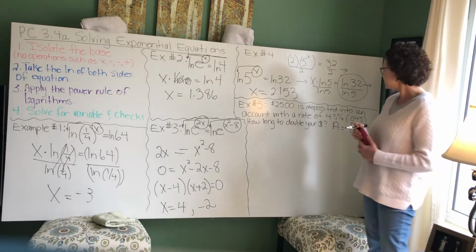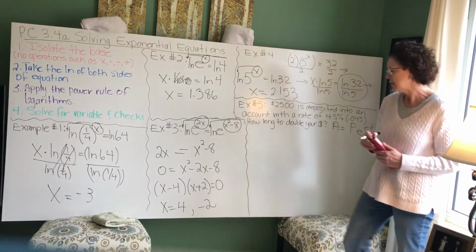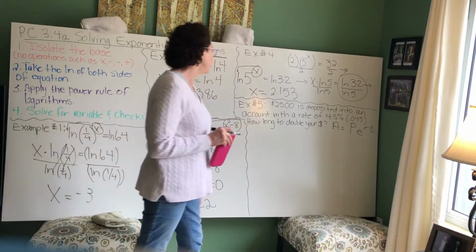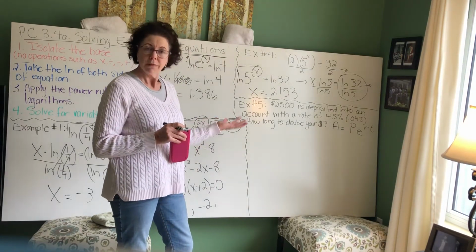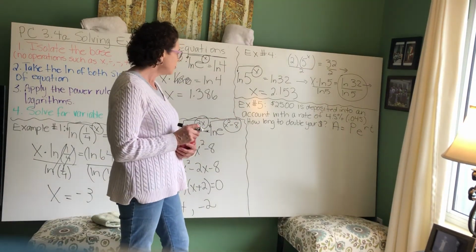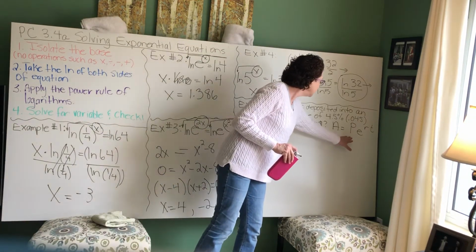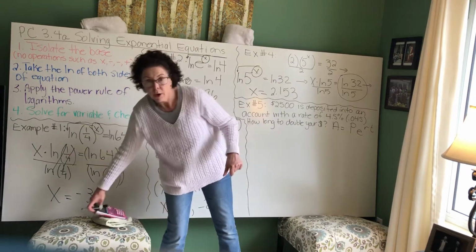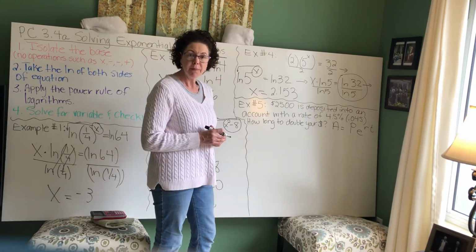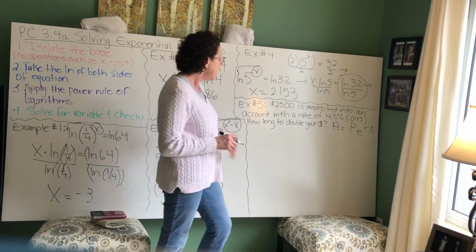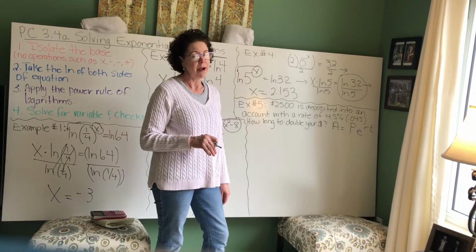Last problem. It's a story problem, of course. Suppose you put $2,500 into an account with a rate of 4.5%. That will be 0.045, of course. How long to double your money? We are going to use A equals P e to the rt. And if you remember, P is your initial amount, R is your rate, T is time, and A is your output amount after time has gone by, right?